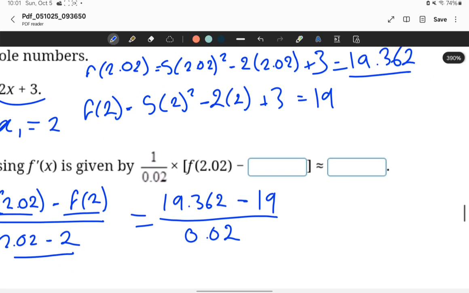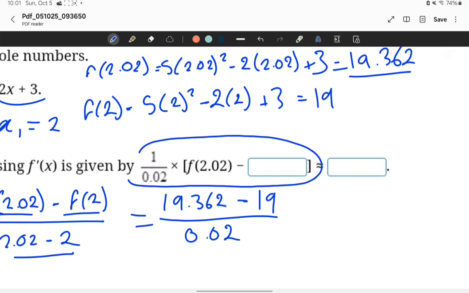Now for this equation here, we could substitute this. We could put here 19, and 0.02 is the same thing as this. They don't want you to keep it as f of 2.02, you just keep it as 19.36. You don't need to simplify that much. Now for the second part, you just calculate this. After you do 19.362 minus 19 over 0.02, you get 18.1. So round it, that's 18.